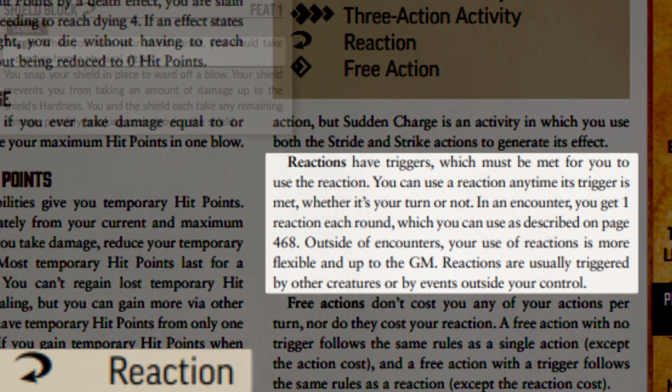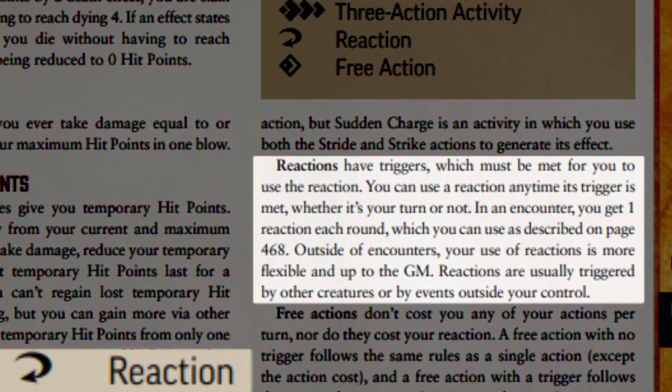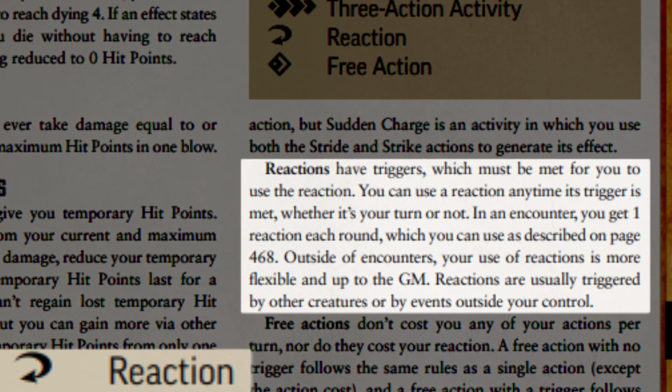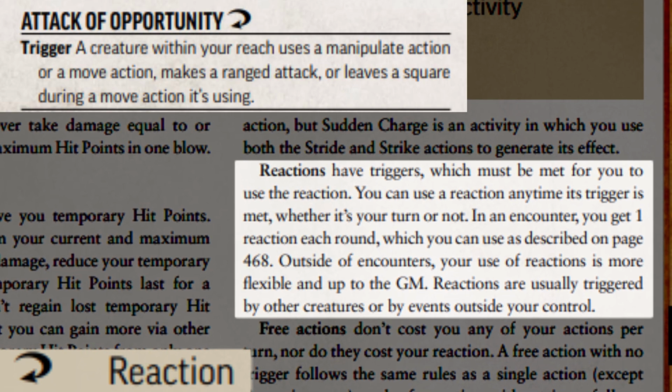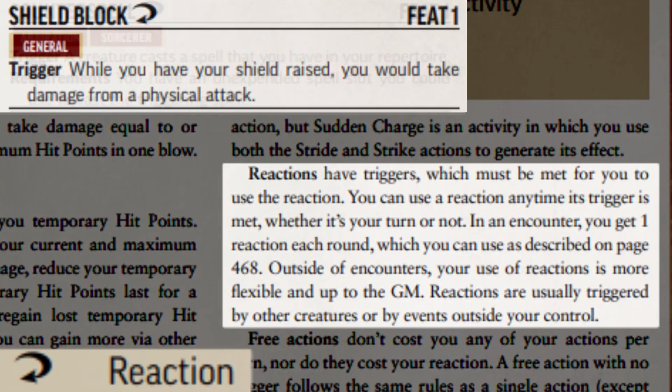Reactions are normally taken on somebody else's turn in an encounter, and are often defensive or disruptive abilities. Examples of reactions would be taking attacks of opportunity, raising your shield to deflect an incoming attack, or attempting to counterspell an opponent's magic.